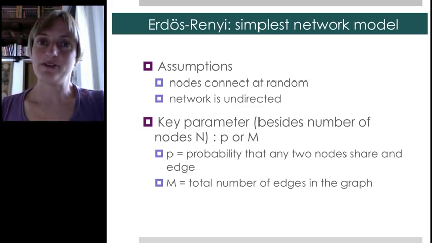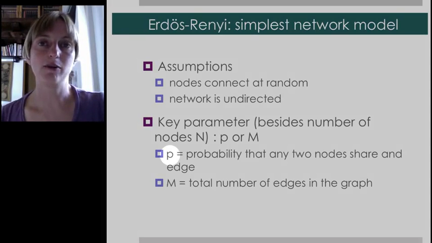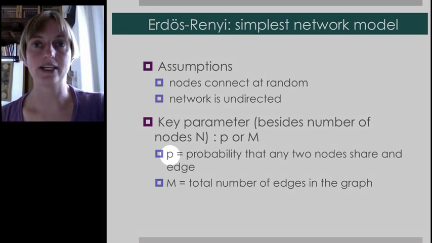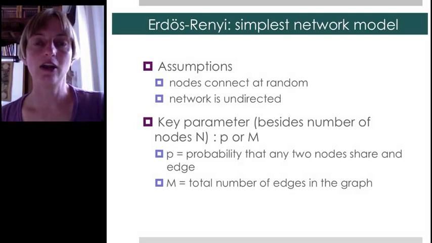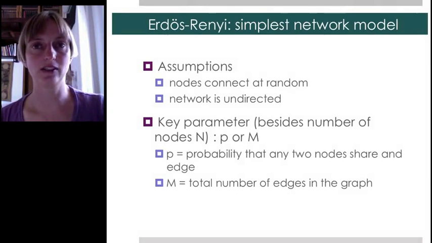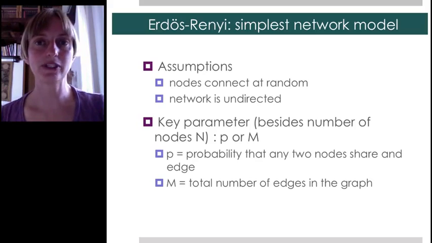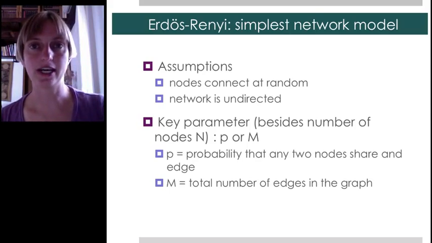There are basically very few assumptions here. Besides the size of the network, the number of nodes, you just have the probability that any two nodes are connected. This is the probability P. An alternative formulation is that you determine the total number of edges M. And the mathematical treatment is a little bit more difficult in the second case, and in any case the two formulations become very similar once the network is large. So we'll focus on the first one, where you're just fixing the probability that any two nodes are connected.